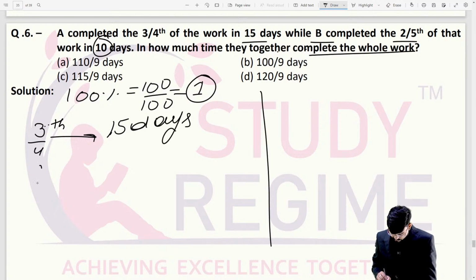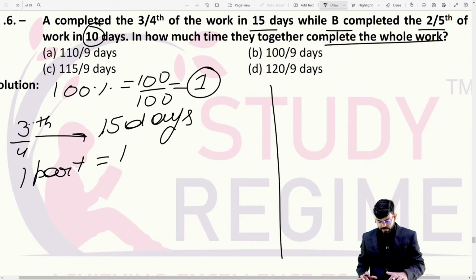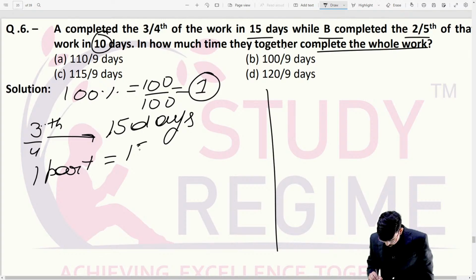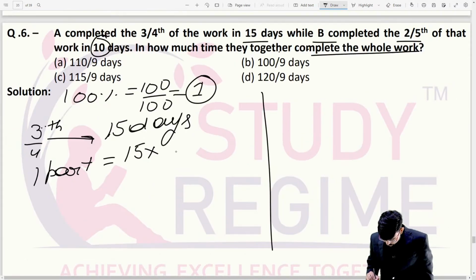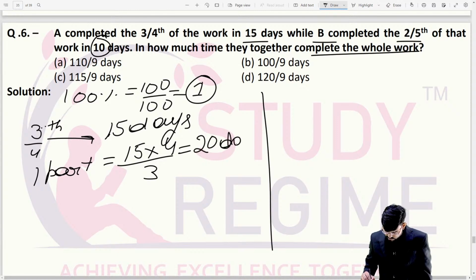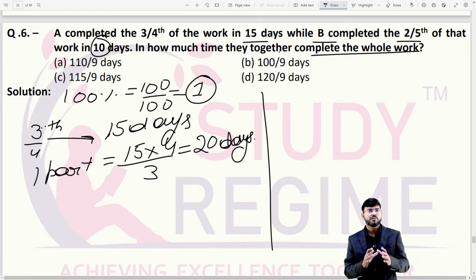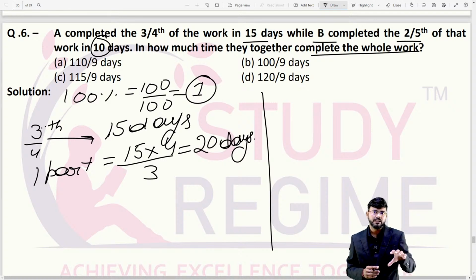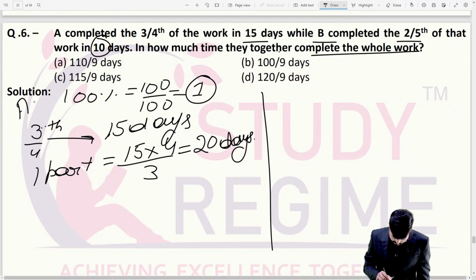And one part will take how many days? One part will take how many days? 15 into 4/3, that is equal to 20 days. Clear? If 3/4 of the work is completed in 15 days, so that is the total, the complete work will be completed in how many days? 20 days. This is for A.